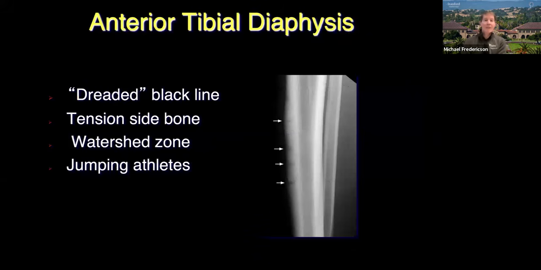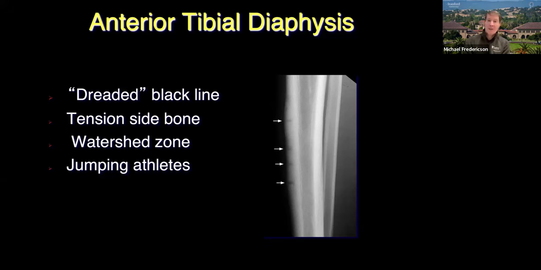And this is the one in the tibia that's high risk. So this is anterior tibial diaphysis. On X-ray, you may see these dreaded black lines, and it's called that just because it has such an ominous prognosis. It's on the tension side of bone. It's in a watershed area. I've seen these in some distance runners, but more often than not, you'll see it in your jumping athletes.